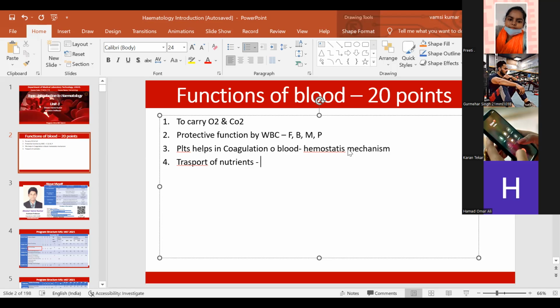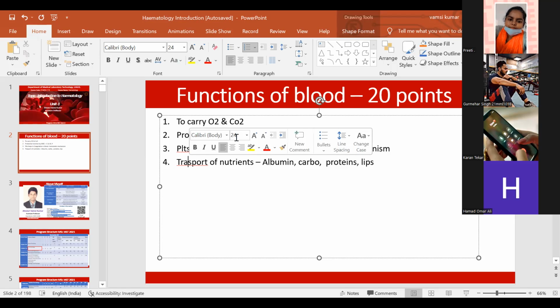It can be albumin, it can be carbohydrates, it can be proteins, it can be lipids, everything. Everything is transported by the blood. So that is one function of the blood. Next, what are the other functions of blood?